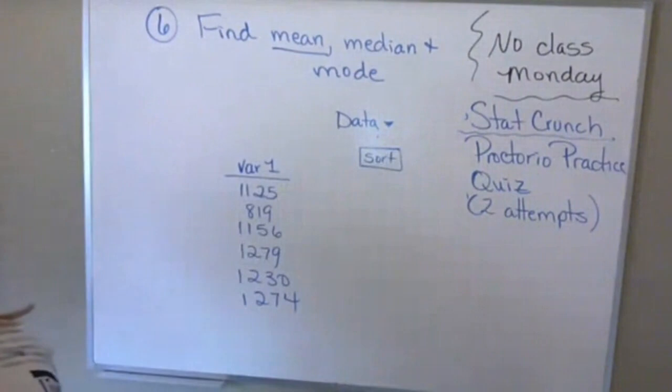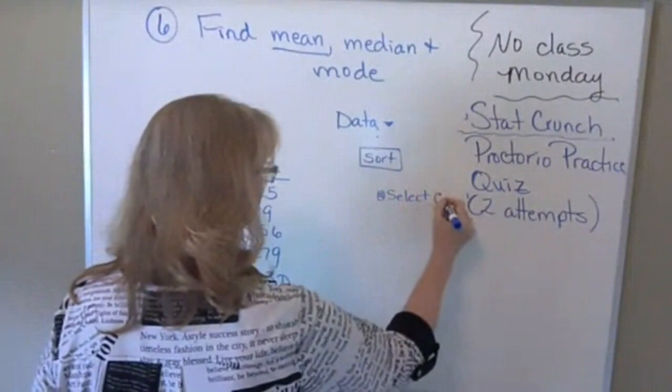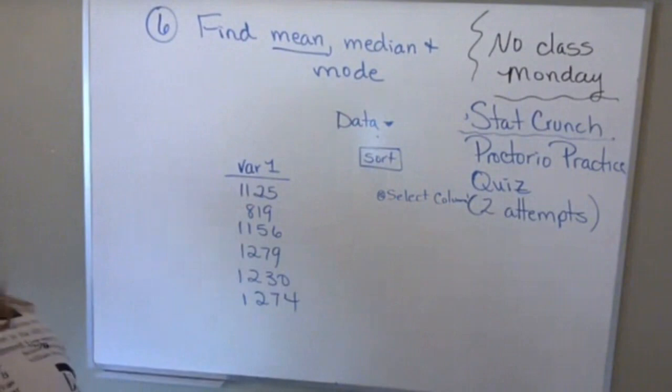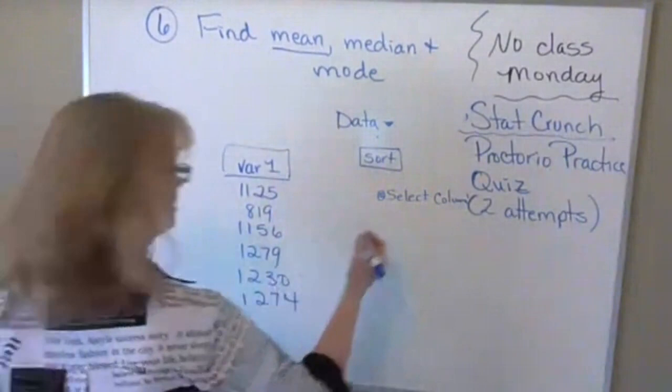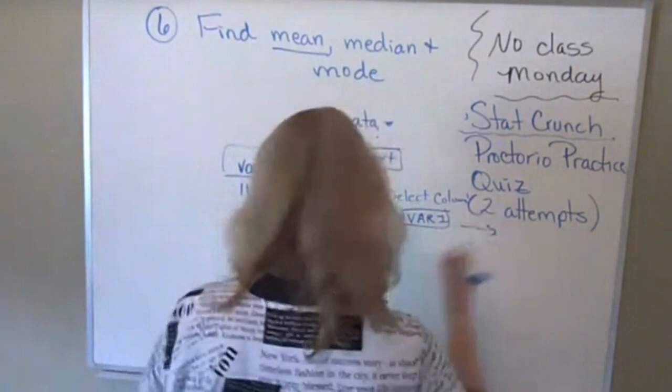When we choose Sort, it says select a column. So I'm going to select a column. I clicked next to select a column. And then I'm going to click on VAR1, because remember that was the name of the column where they put the data values. So I select VAR1, and you can see that VAR1 appears over here on the right side.